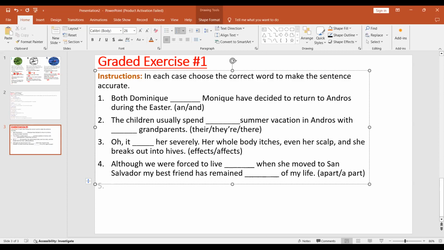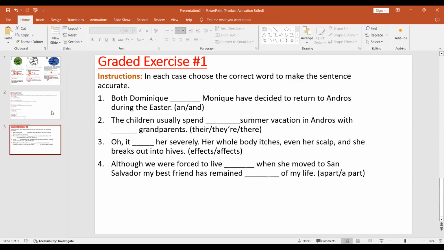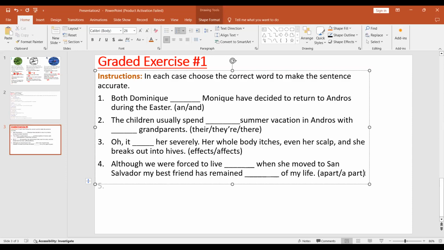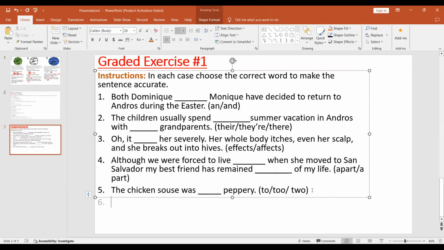Number 5. The chicken sauce was blank peppery. Was it too or two? And number 6.